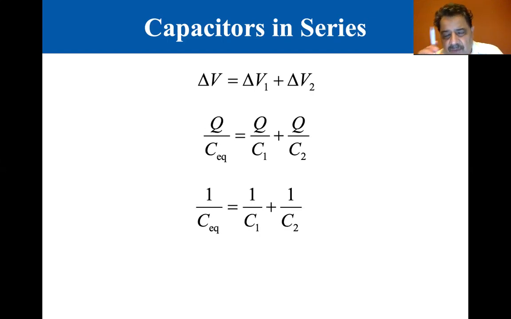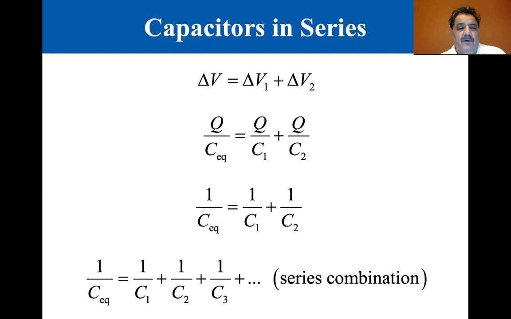Now, trick here, or tripping point. This does not give you C equivalent. This is 1 over C equivalent. So to get C equivalent, you have to take the reciprocal of this. So 1 over C equivalent is equal to the sum of the reciprocals, 1 over C1 plus 1 over C2 plus 1 over C3.